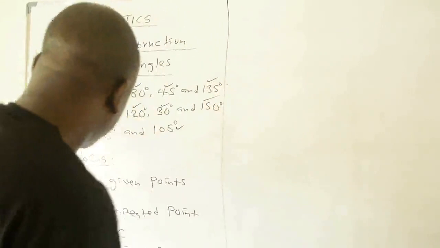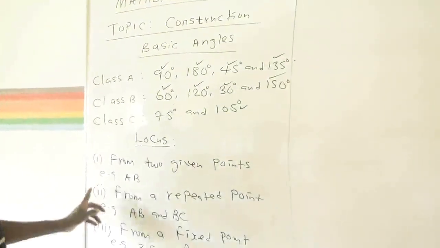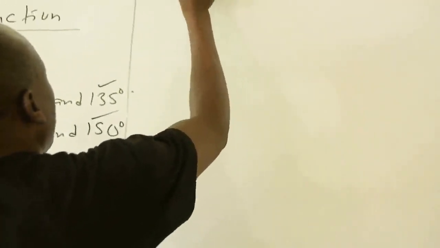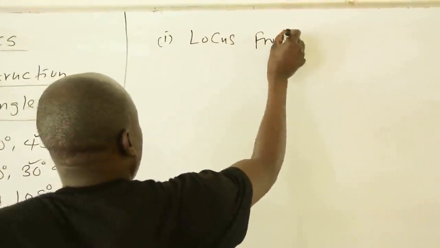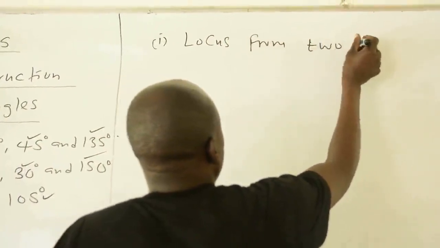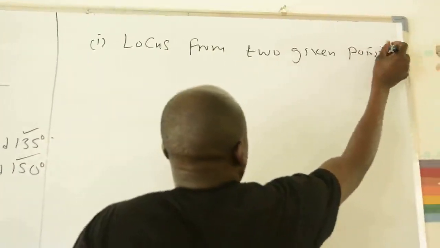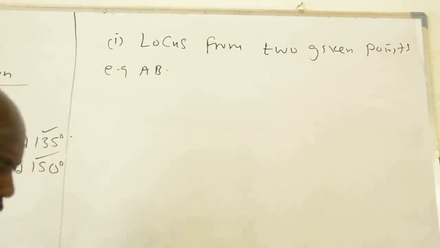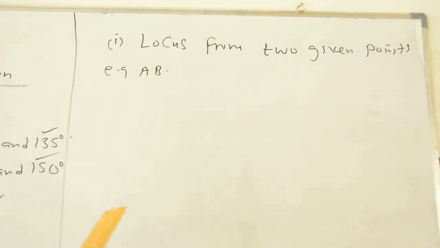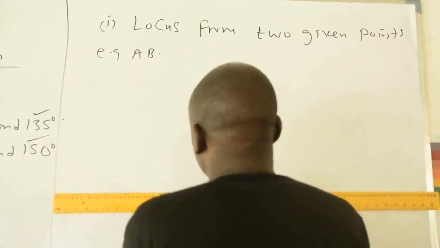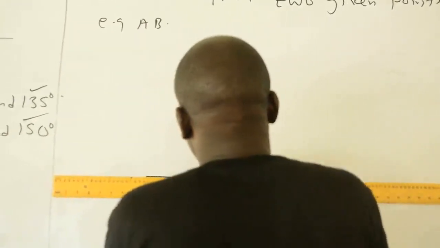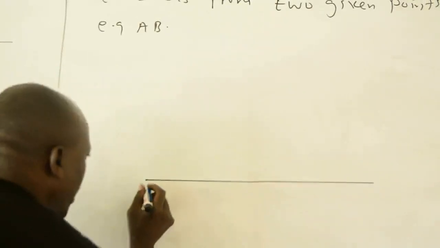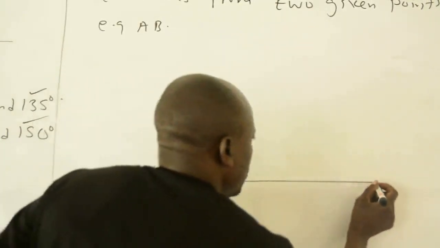Now, like I said, we have locus from two given points, for example point AB. What we are going to do is just draw any straight line of your choice. Mark a point. This is point A. This is point B.